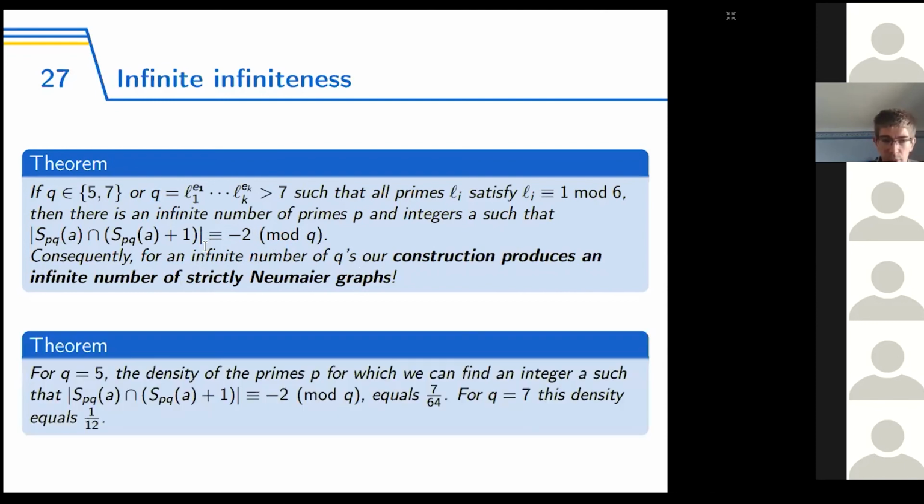This final theorem is maybe just for the number theory lovers among you. We can even show what the density of the primes is that work. And for q equals 5, this density is 7 over 64. For q equals 7, the density equals 1 over 12. For this general q, we were not able to compute the density, but we can do it for the smallest q's.